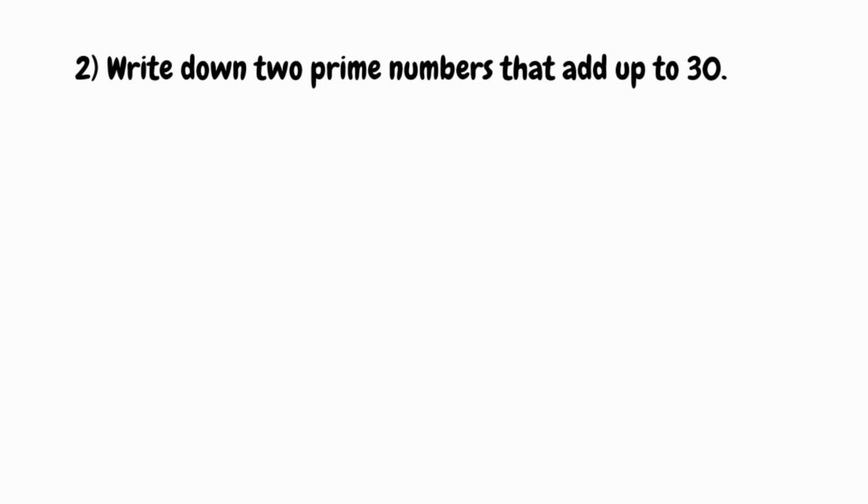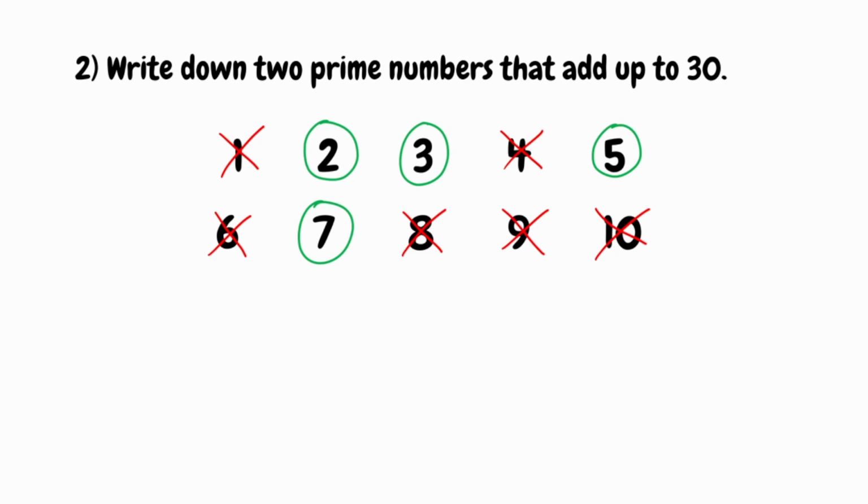So again, let's go back to the example we did right at the beginning, the numbers between 1 and 10. So we figured out that 2 was a prime number. So if I start with 2, I would have to add on 28 to make 30. So is 28 a prime number? Well, we know straight away that it isn't because it is even. And as we said at the beginning, any even number other than 2 cannot be prime. So we can't use 2.